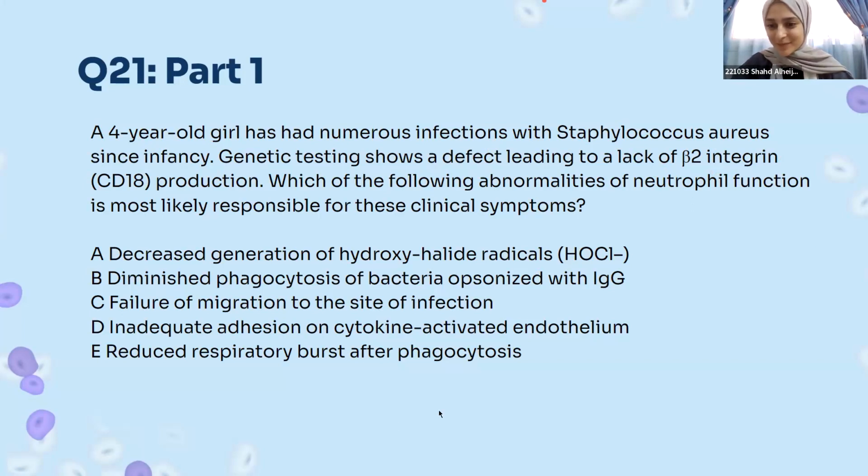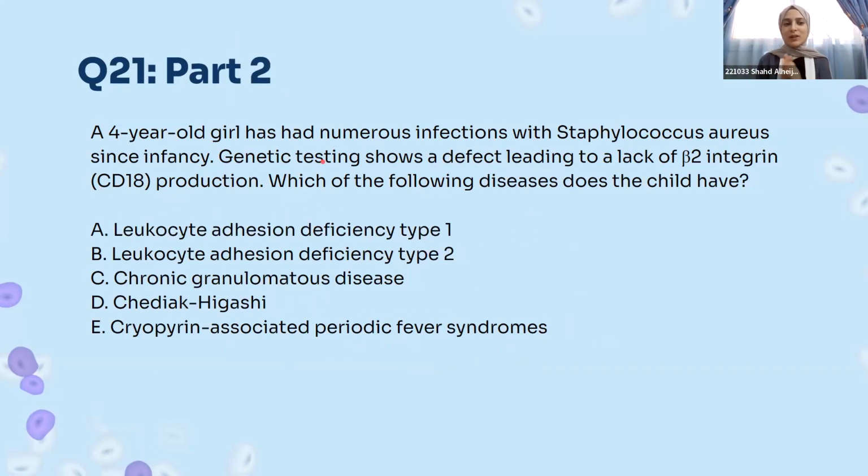So everyone's saying D. Okay, this has part 1 and part 2, so we'll be solving part 1 and part 2 and then explaining both. Which of the following diseases does the child have? Which disease is involved with the integrin production?